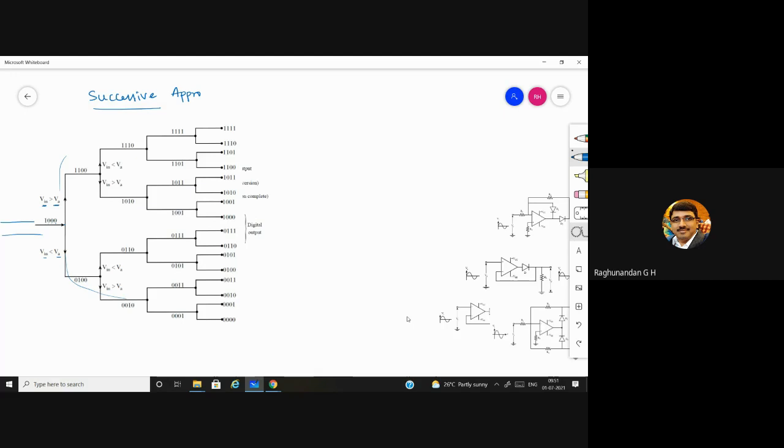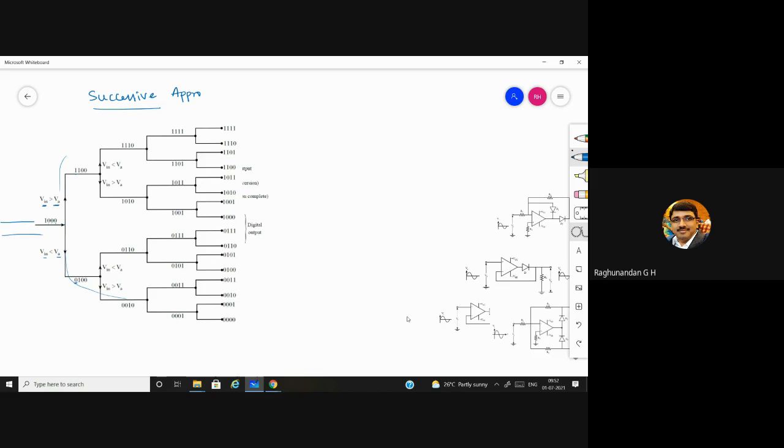So it was 1000. Now it is 1100. If this is not true, you can see that here it is retained. 1 is retained. Here that 1 is made as 0, but the next bit is made as 1 to check whether this will hold good or not.